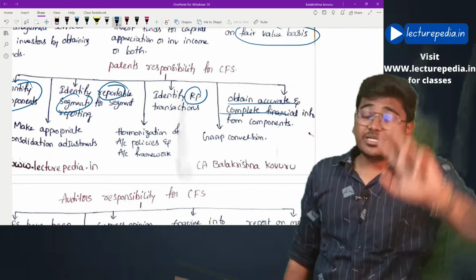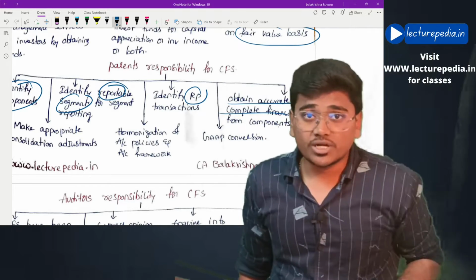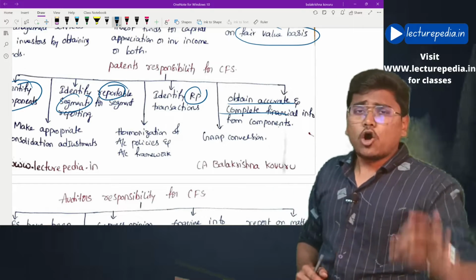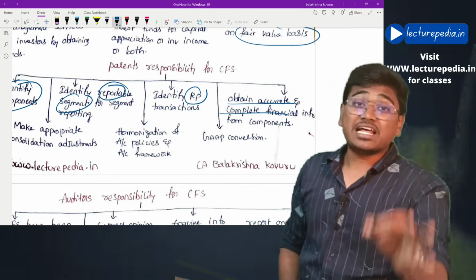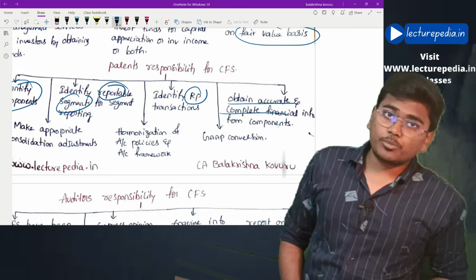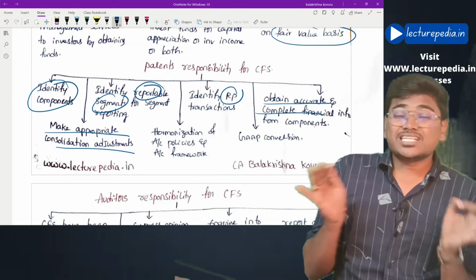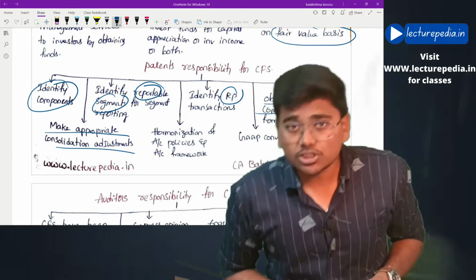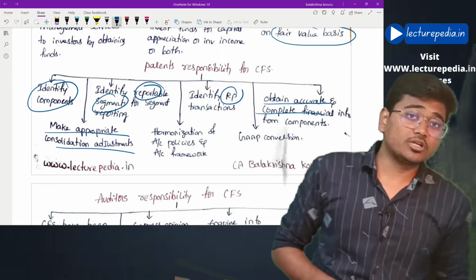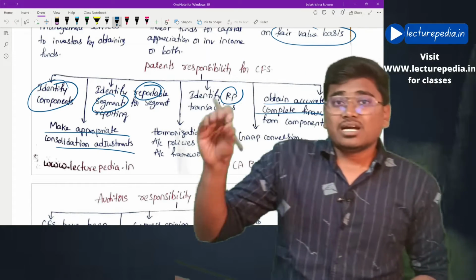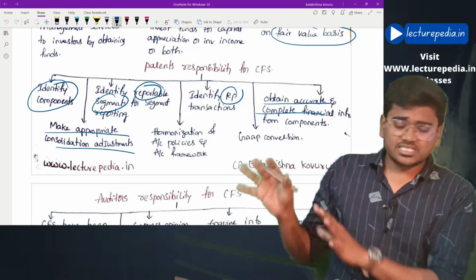In the first step, it identifies the list of components. Now, it has to make sure that it obtains all the complete and accurate financial information from these components. Okay. Next, it has to make appropriate consolidation adjustments. What are these consolidation adjustments? We have two types of consolidation adjustments. One is permanent consolidation adjustments and another one is current period consolidation adjustments. We will be discussing them.